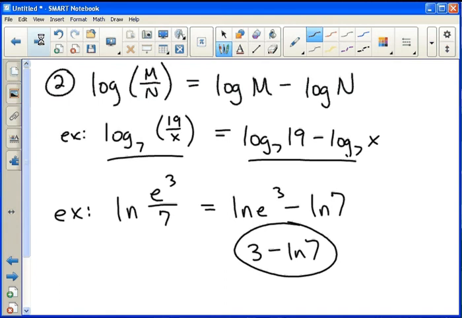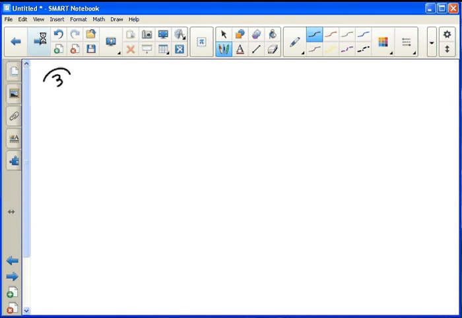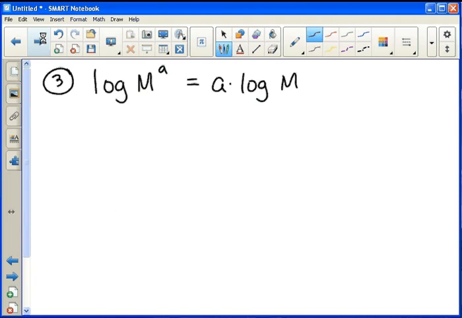Alright, so now we should be ready for the third and final property, which is called the power rule. It has to do with exponents. With logarithms, and this rule only works with logarithms, we can actually move an exponent out front as a coefficient. And again, you can do that either direction. If you have a coefficient, you can move it up as an exponent. If you have an exponent, you can move it down as a coefficient. So that can go either way. Now notice though, the exponent is only applied to what's on the inside.